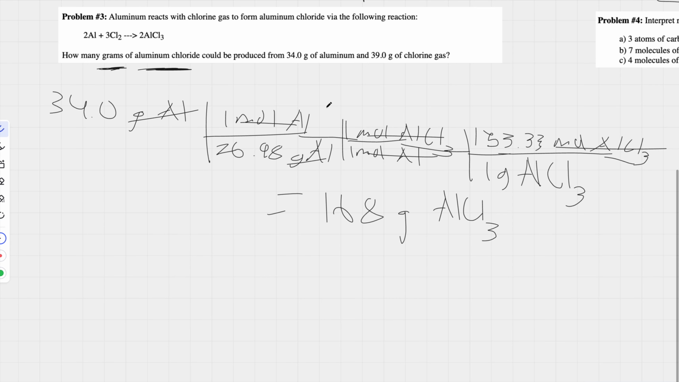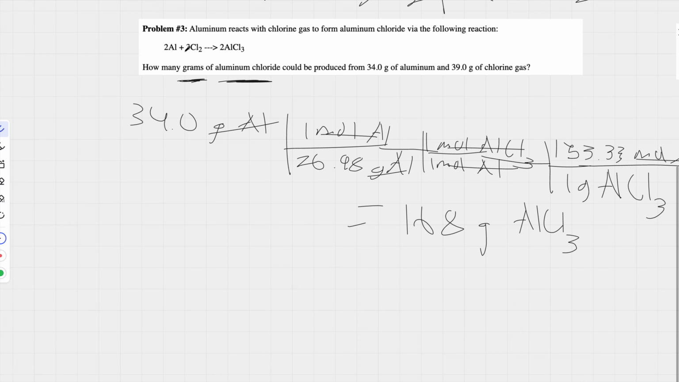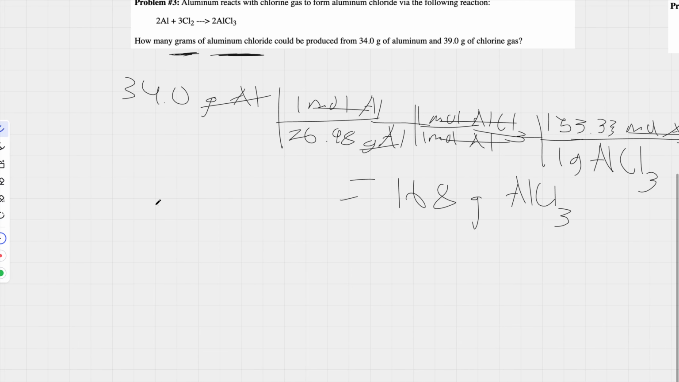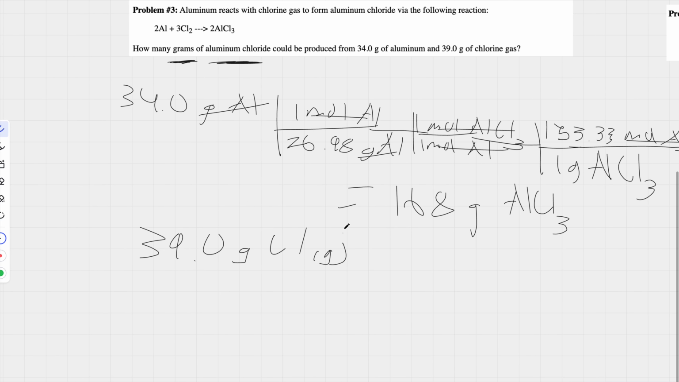Now then, we do it with chlorine. So now we start with 39.0 grams of chlorine gas. Sometimes you'll see this symbol that just means it's gas. Sometimes it'll be aqueous, solid, liquid. So now we do it the same way.